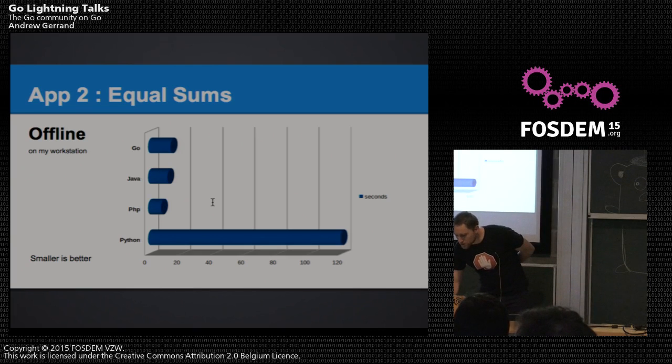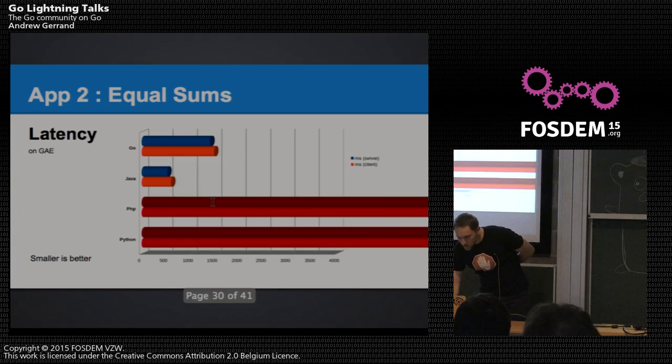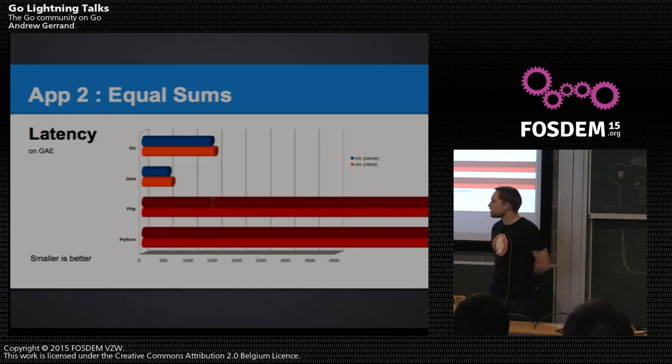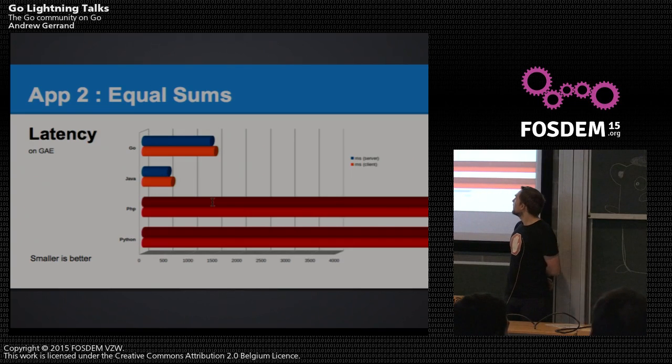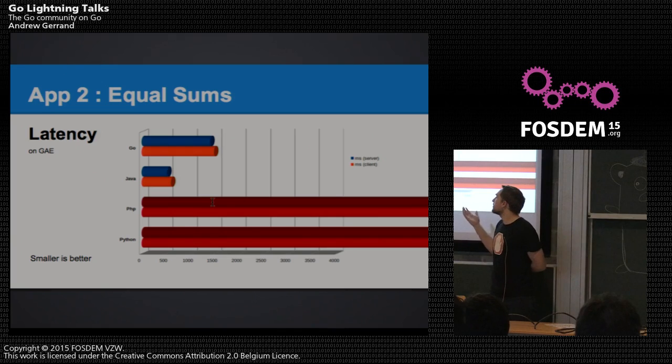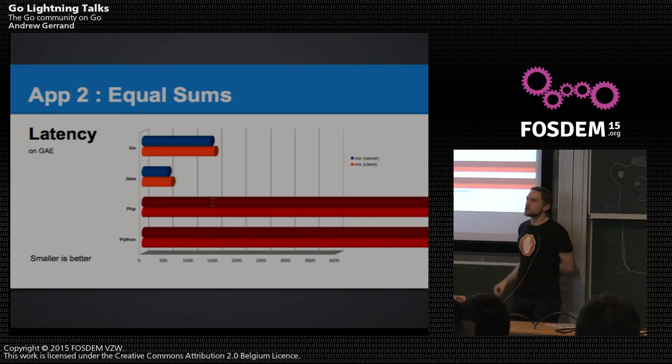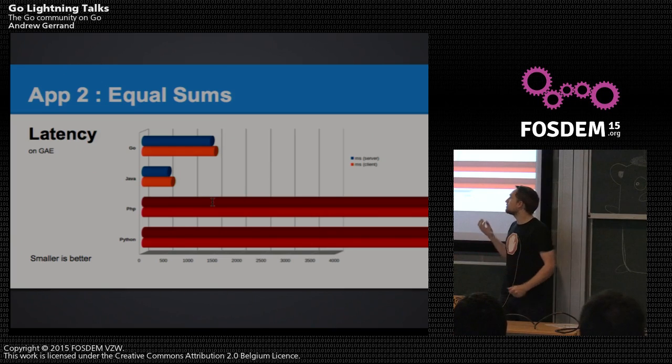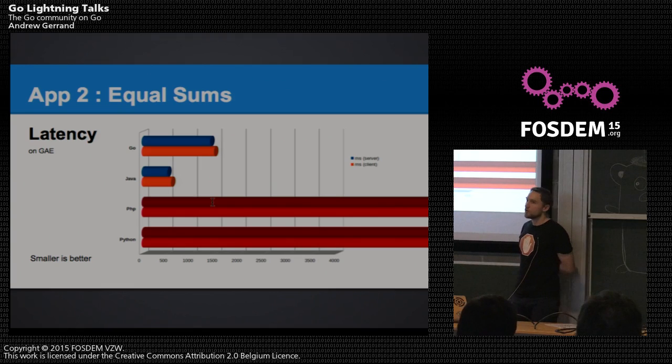When I run the same algorithm online on App Engine, we can see that Go responds, Java is the fastest, three times faster than Go. And PHP and Python are out because they consume too much memory, too much CPU, and so they can't handle the load at all. It's normal because it's quite an intensive task, but it's a shame that the auto-scaling doesn't catch up all that load, so it doesn't respond anymore. Most of the requests end up failing.